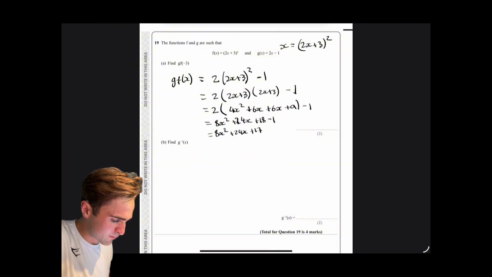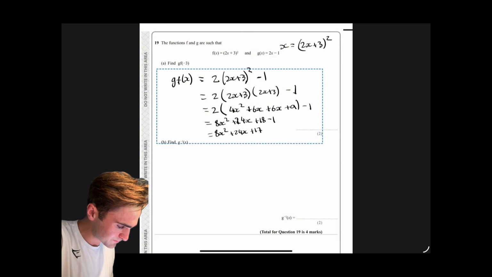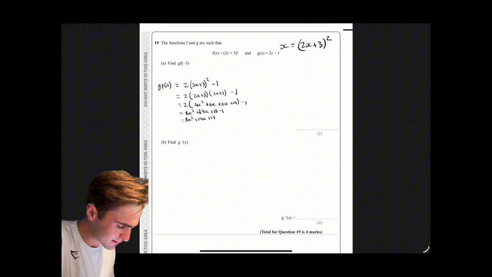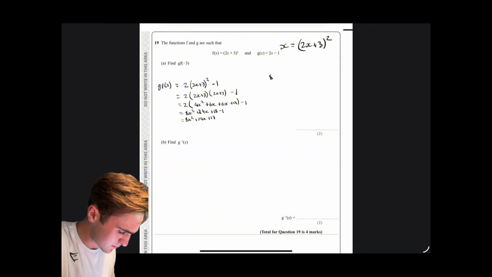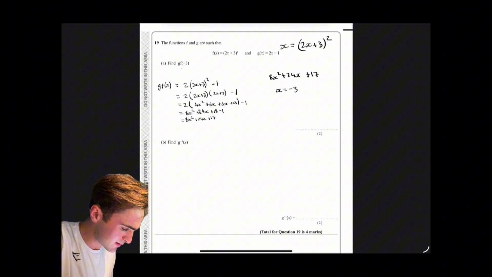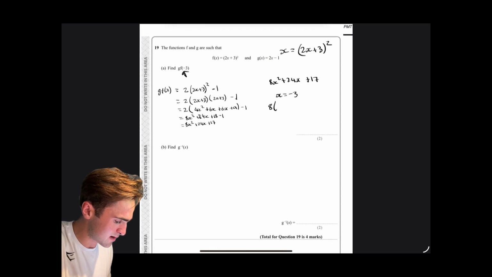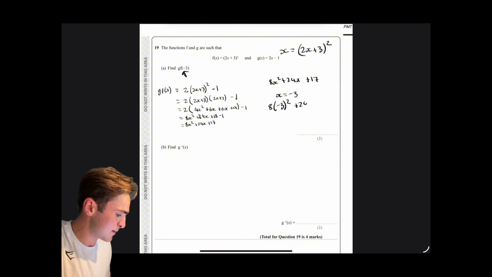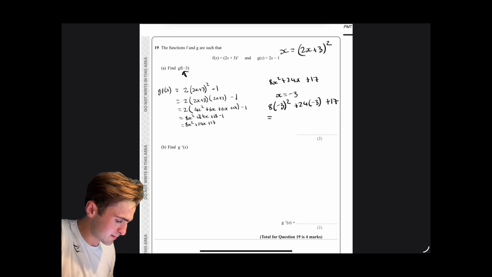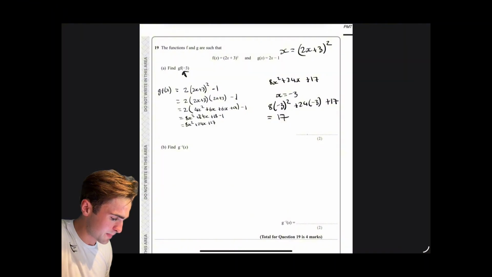Okay, so I wrote that massive, so I'm going to make that a bit smaller. So we have our g of f of x term. It's a mouthful. So now we make x minus 3, because that's what we have here. So we have 8 lots of minus 3 squared plus 24 lots of minus 3 plus 17, which equals 17. So the final answer is 17.